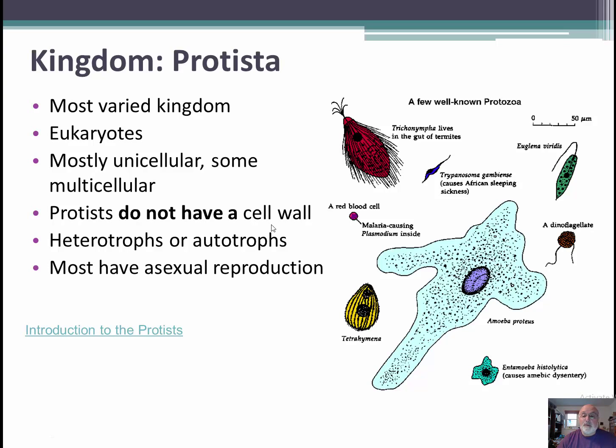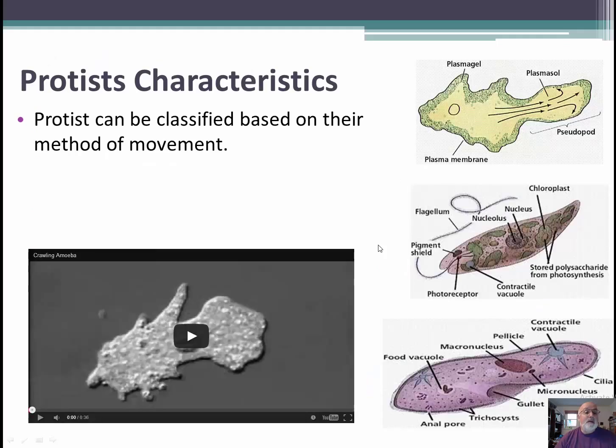And most have asexual reproduction, where they get to a certain size and they break in half, or they split in half, probably through that cleavage furrow type attitude, where they break in half and all the organelles move through the G1, G2 before they reproduce again.